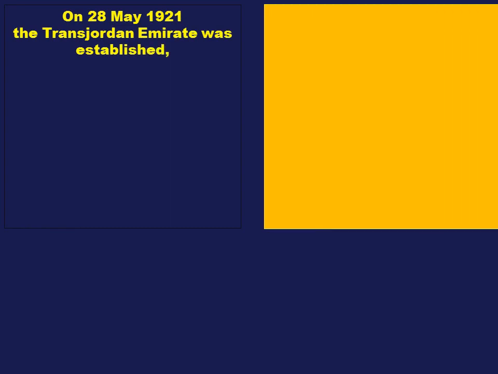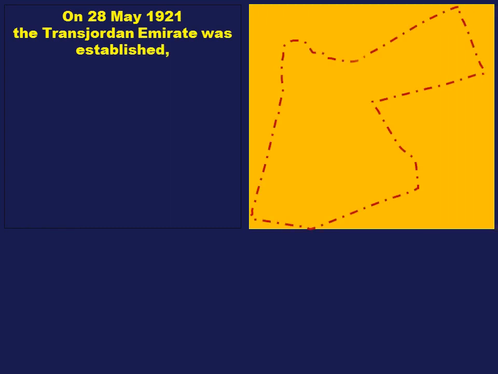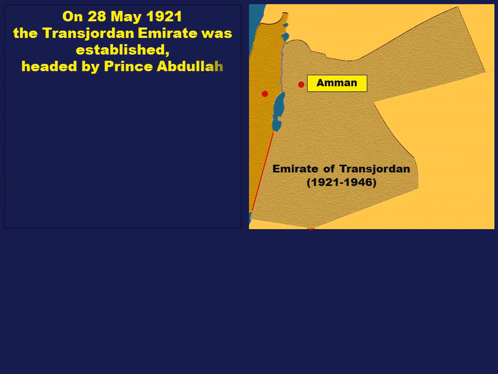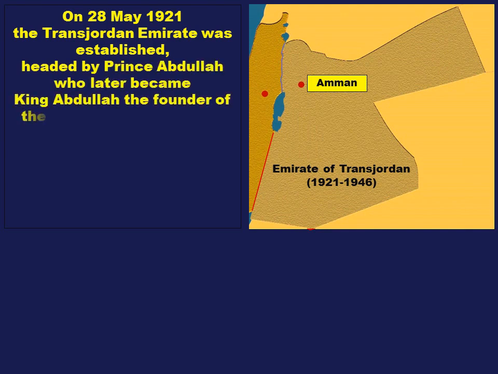On May 28, 1921, the Transjordan Emirate was established, headed by Prince Abdullah, who later became King Abdullah, the founder of the Hashemite Kingdom of Jordan.